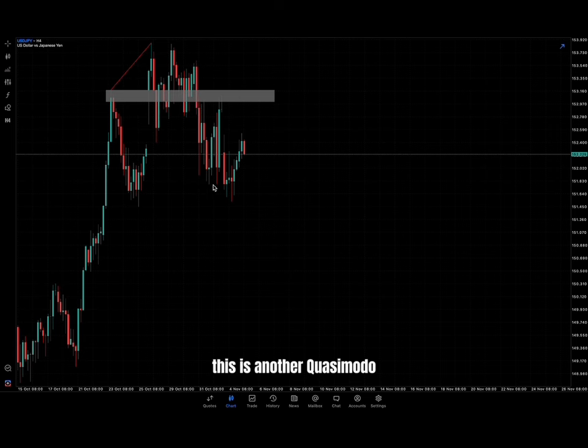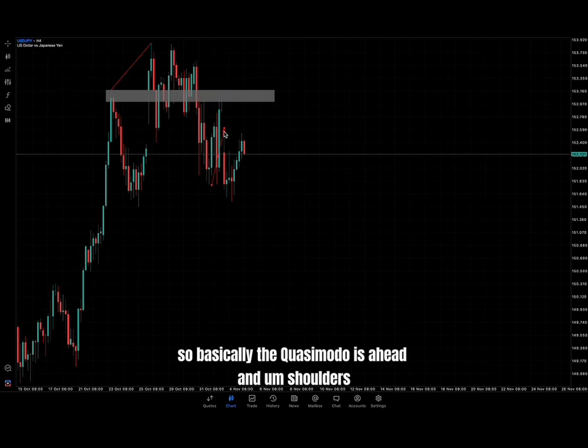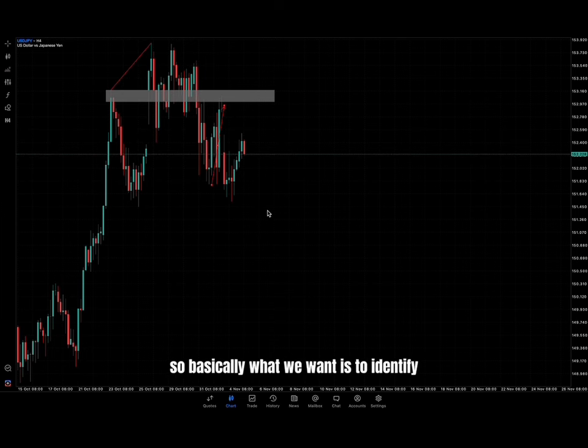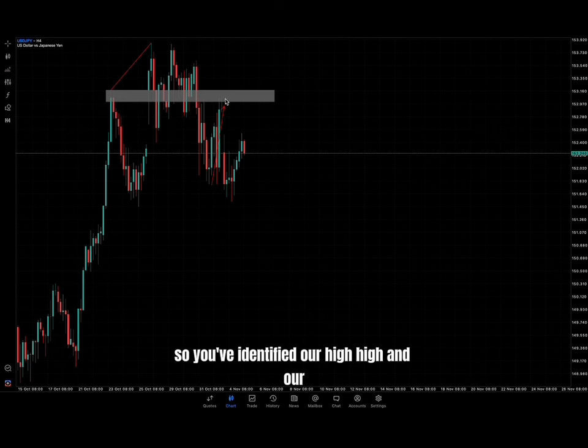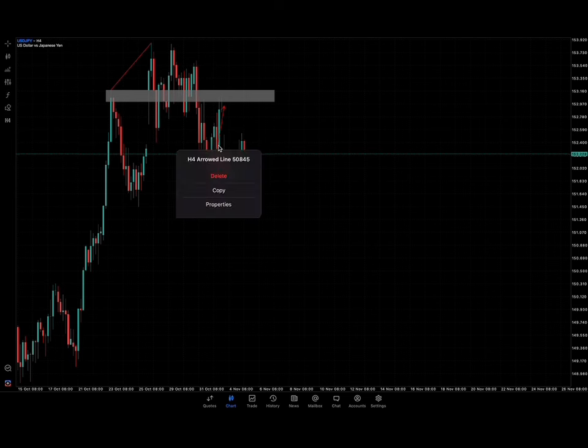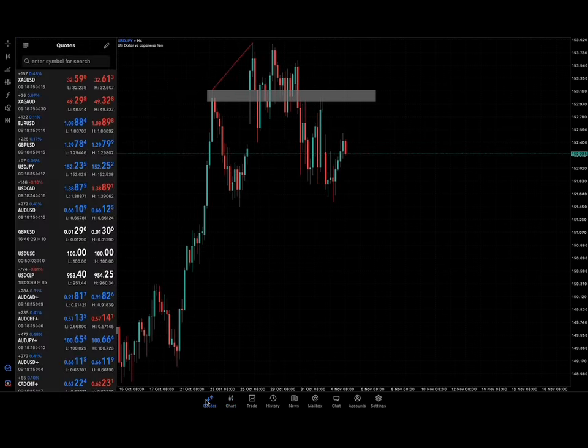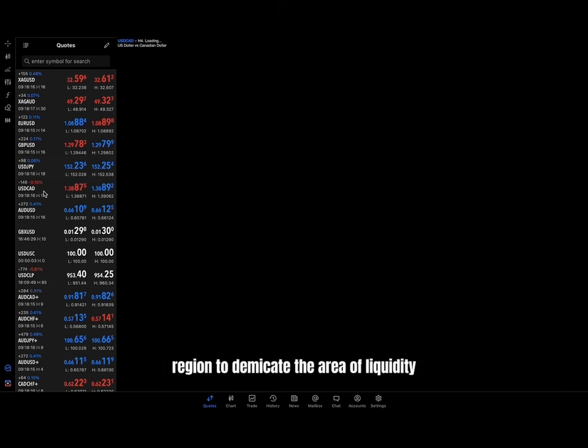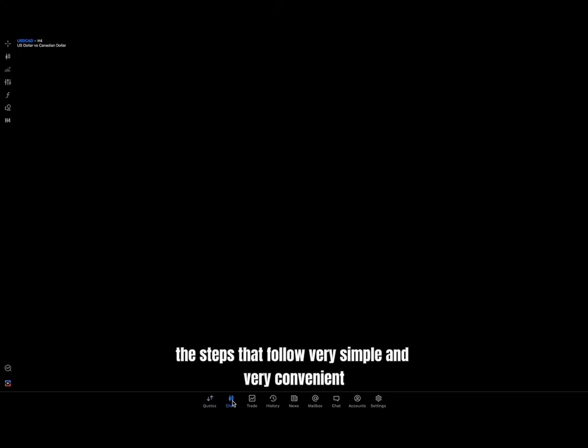This is another Quasimodo that I've identified. So basically the Quasimodo is a head and shoulders. So basically what we want is to identify the last shoulder to be formed. That is what we are going to be doing basically in the head and shoulders. So you have identified our higher high and our higher low. And we have connected our gray region to demarcate the area of liquidity, and the steps that follow, very simple and very convenient.